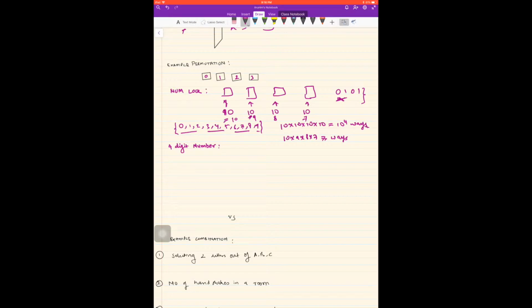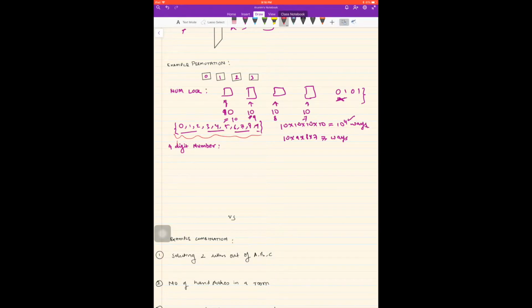I'm just giving you an example, like permutation. These are all examples of permutation. In the first case, there was no restriction, like the 10 to the power 4 ways in which we said all the 4 boxes can have any of the 10 digits.